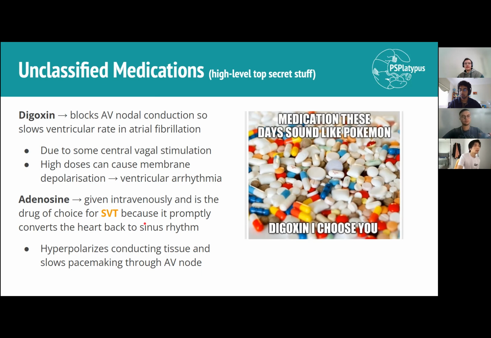Because of the way its mode of action works, adenosine hyperpolarizes conducting tissues and slows pacemaking. Because it's given IV, it's able to really quickly convert your heart rate back into a sinus rhythm. So if anyone asks you in an exam what medication is prescribed for someone with SVT, as long as they don't have contraindications, which, from what I'm aware, adenosine doesn't have any that we need to be mindful of. Correct me if I'm wrong, but I believe adenosine is just the first one you go for.